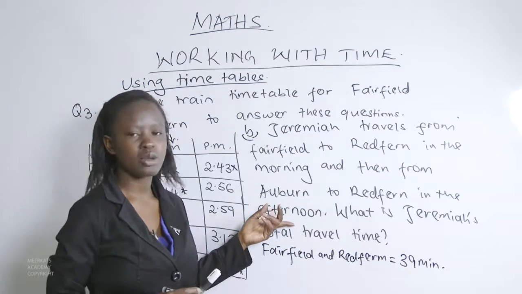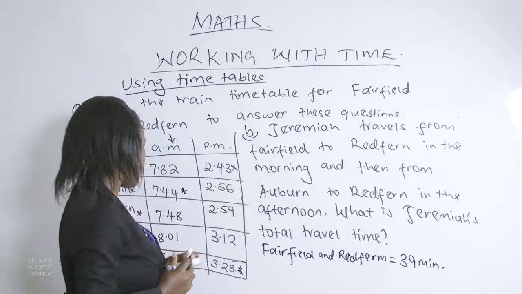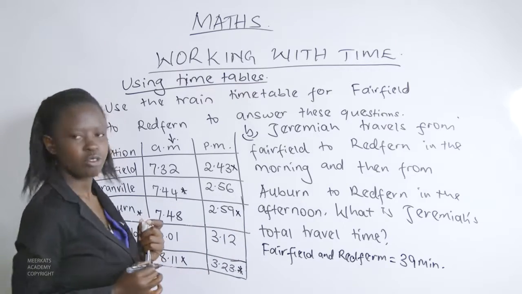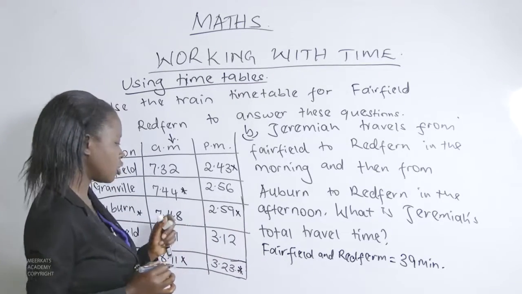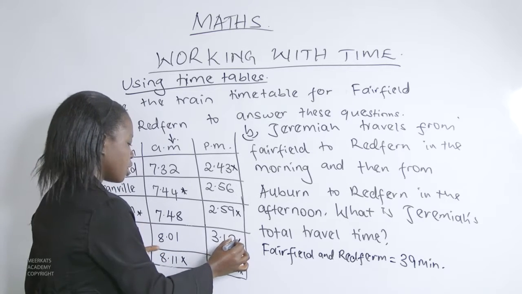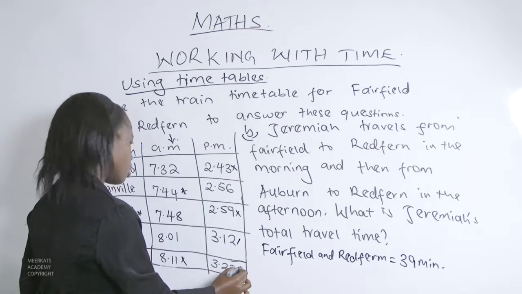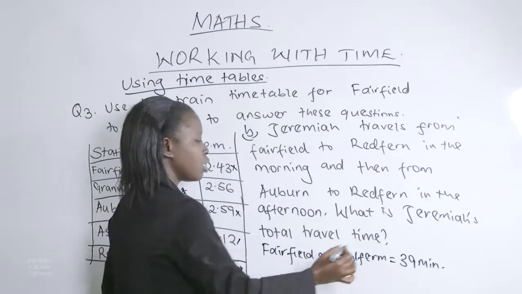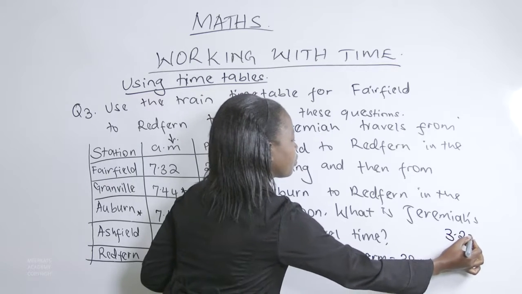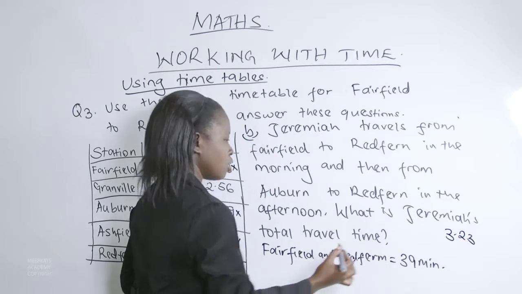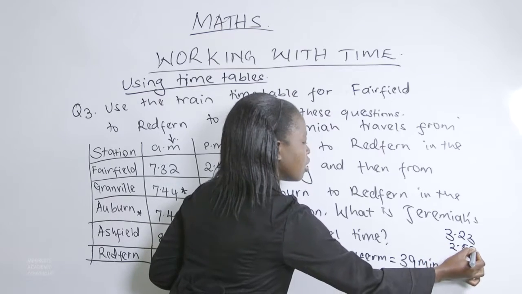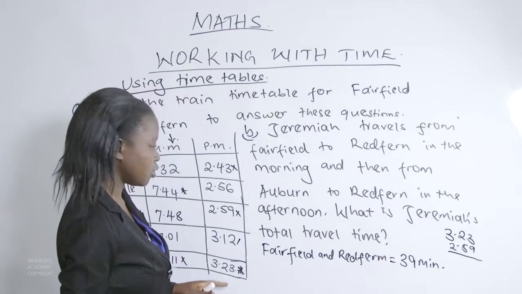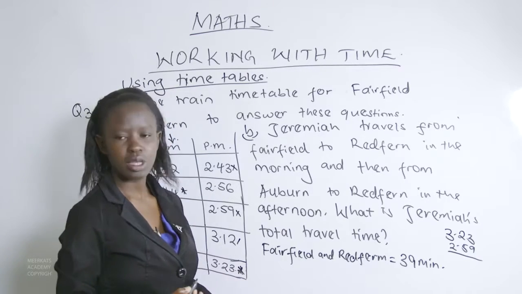Then next, what we need to find out is the time taken between Urban and Redfern in the afternoon. How long does it take? So we need to find that time in the afternoon. So afternoon, we have 2:59 p.m. and 3:23 p.m. So the time difference between 3:23 p.m. and 2:59 p.m. We need to get that time difference.